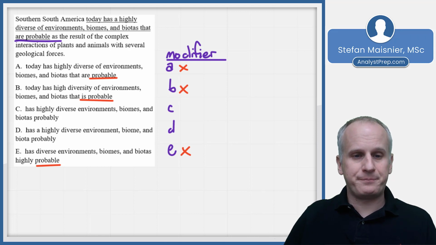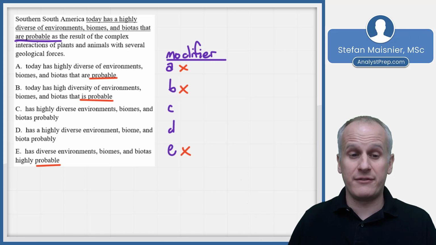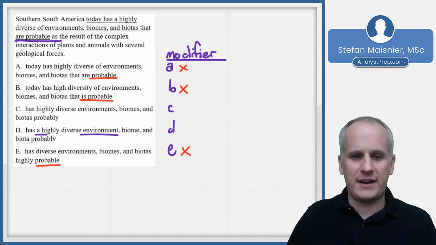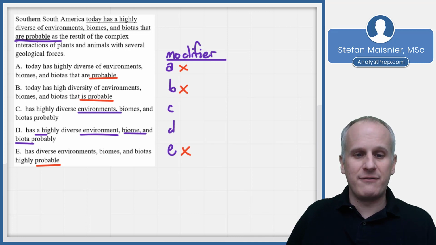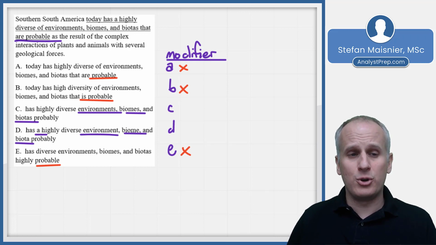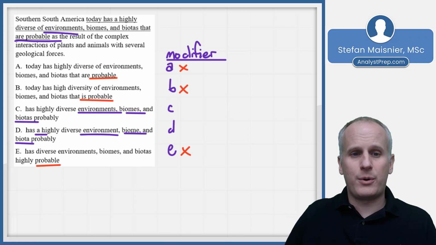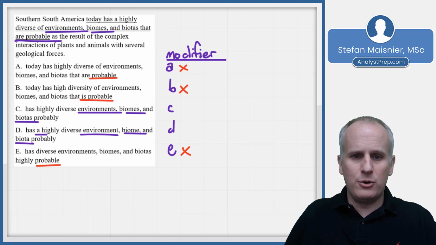Now, we want to look at the differences between C and D, and there are very few of them. And it can be really hard to identify that in D, we've got a "highly diverse environment, biome, and biota," whereas in C, we've got "diverse environments, biomes, and biotas." You have to remember that you're going to need to default to the original sentence when it comes to issues of meaning. And we can see in the original that there were environments, biomes, and biotas. So we can't subtly change to a single environment, biome, and biota.